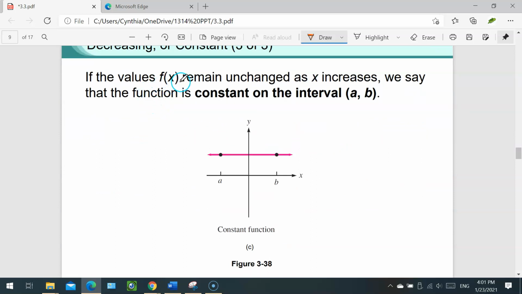If the graph f of x remains unchanged as x increases, we say the function is constant on the interval a, b. So from a to b, from the left to the right, it didn't go up, it didn't go down, it just stayed flat. So this one would be constant.